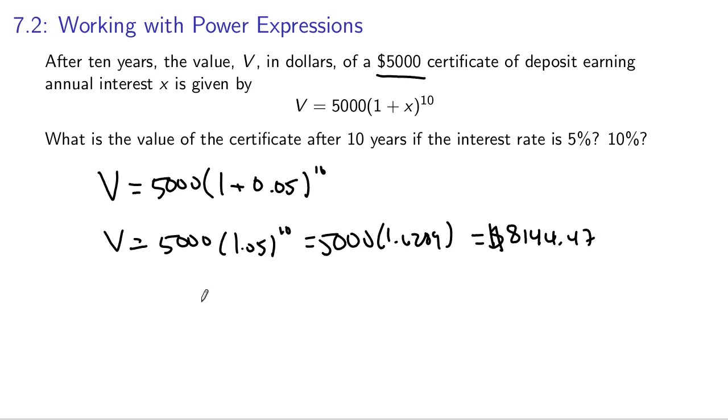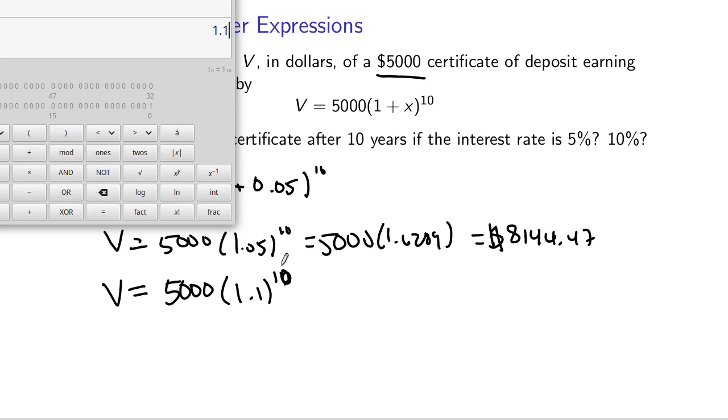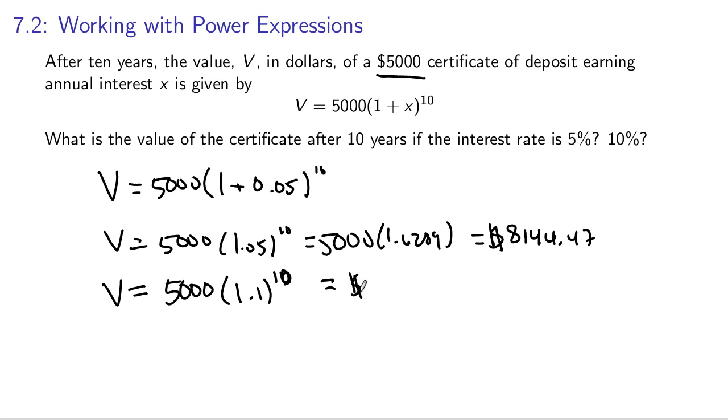That is our ending balance at 5%. What about at 10%? 10% is 0.1, 1/10. Adding 1, we get 1.1 to the 10th power. So we're doing 10 years. So 1.1 to the 10th is 2.59 times the 5,000 is $12,968.71.